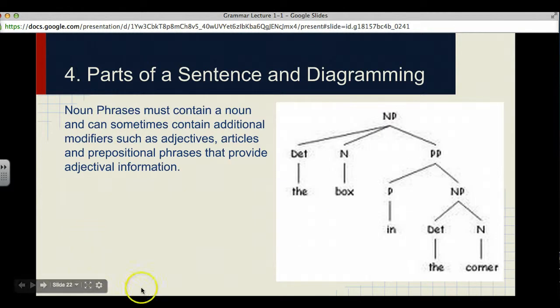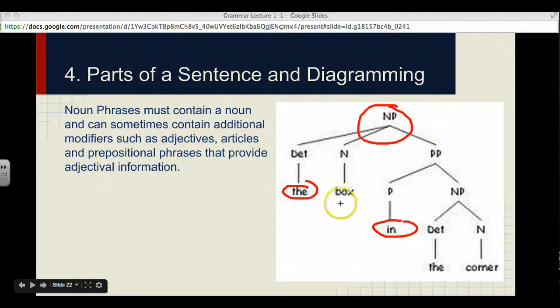Before we start diagramming sentences, there's two things that we're going to need to know. We're going to need to know about noun phrases and verb phrases, since those are the two main constituents that we need to create a full sentence. A noun phrase has to contain a noun and will sometimes contain additional information or modifiers, such as adjectives, articles, or determiners like the or a, and prepositional phrases that can provide adjectival information. Here we can see a pretty large noun phrase that in whole is the box in the corner.